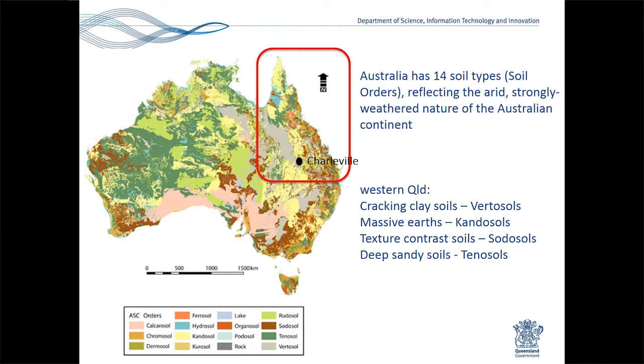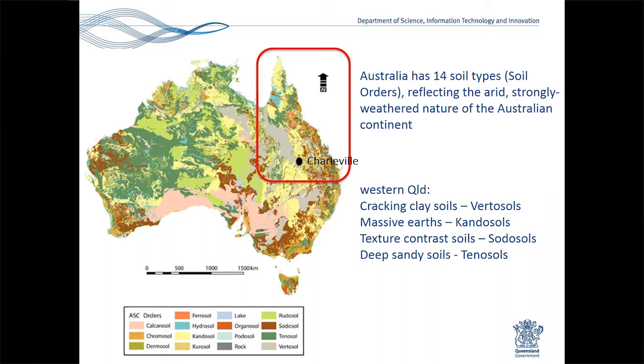So if we were looking at Australia's system, they broadly classify them into 14 different soil types in Australia. And it's just reflecting those arid, strongly weathered natures. Inherently, they've been weathered for a long period of time. They're generally low in soil phosphorus and some of the micronutrients in those soils.